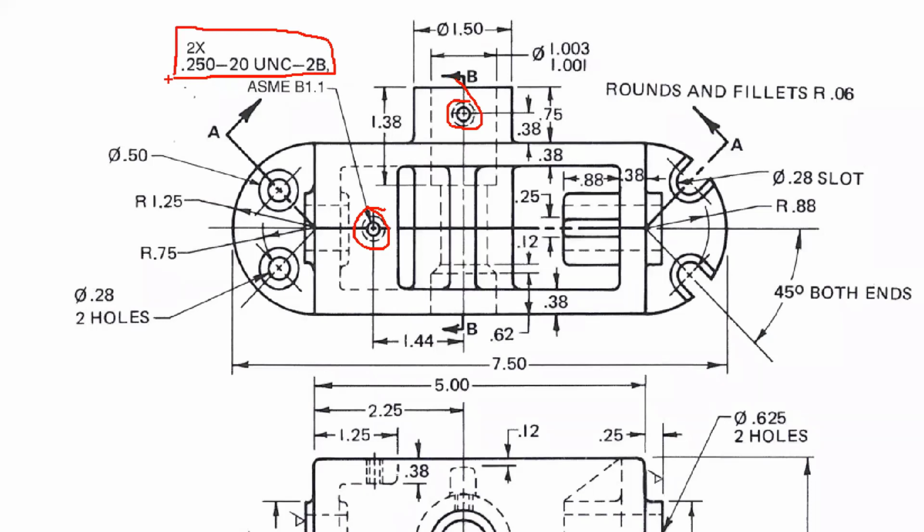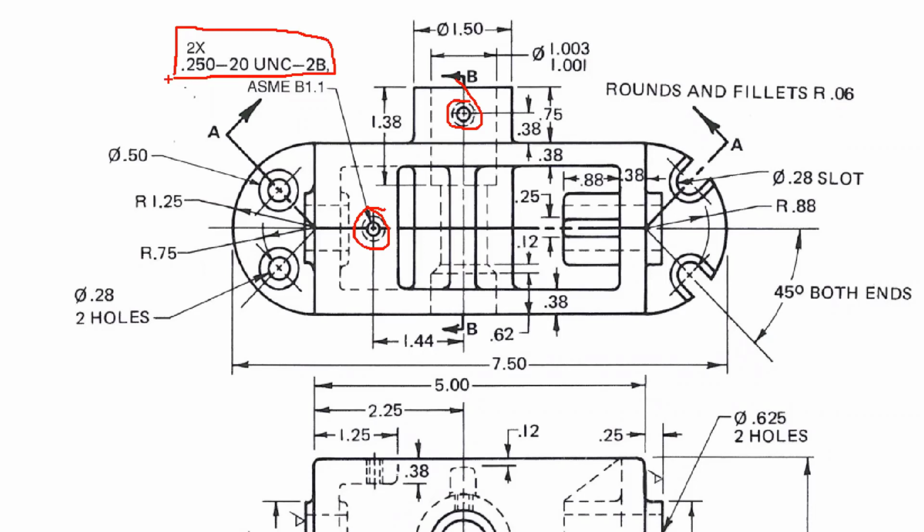Somebody explain the 2x for me. What does that mean? There's 2 of them. Good. So somebody else tell me what the 0.25 means. So the 0.25 is the diameter. Nominal diameter, right? And 20 is the threads per inch. So if there are 20 threads per inch, what's the pitch? It's 1/20th. It is 1 divided by 20. And that's how you can always solve it.